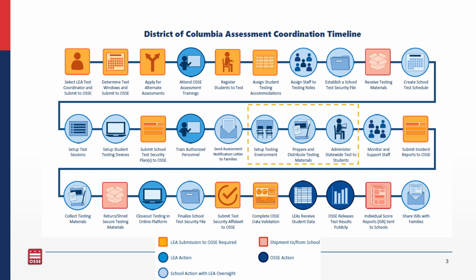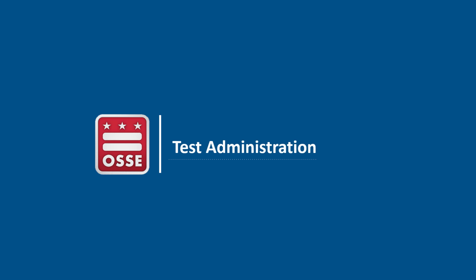Each training module provides detailed information on the activities in the assessment coordination timeline. In this module, we will cover the steps highlighted in the orange dotted line: setup, testing environment, prepare and distribute testing materials, and administer statewide tests to students. We will now begin this section on test administration.